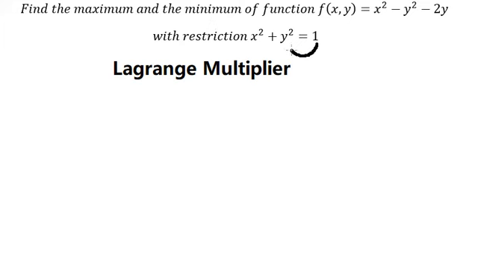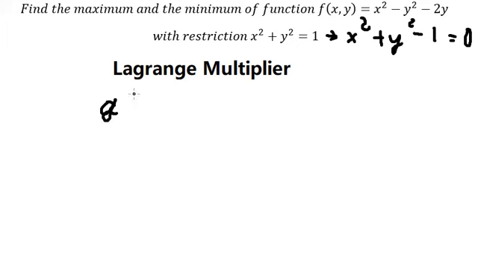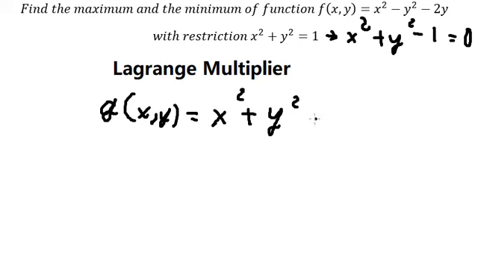First, I will put number 1 to the left. So I will put about g(x,y) equals x squared plus y squared minus 1. Now we can apply the formula in here.